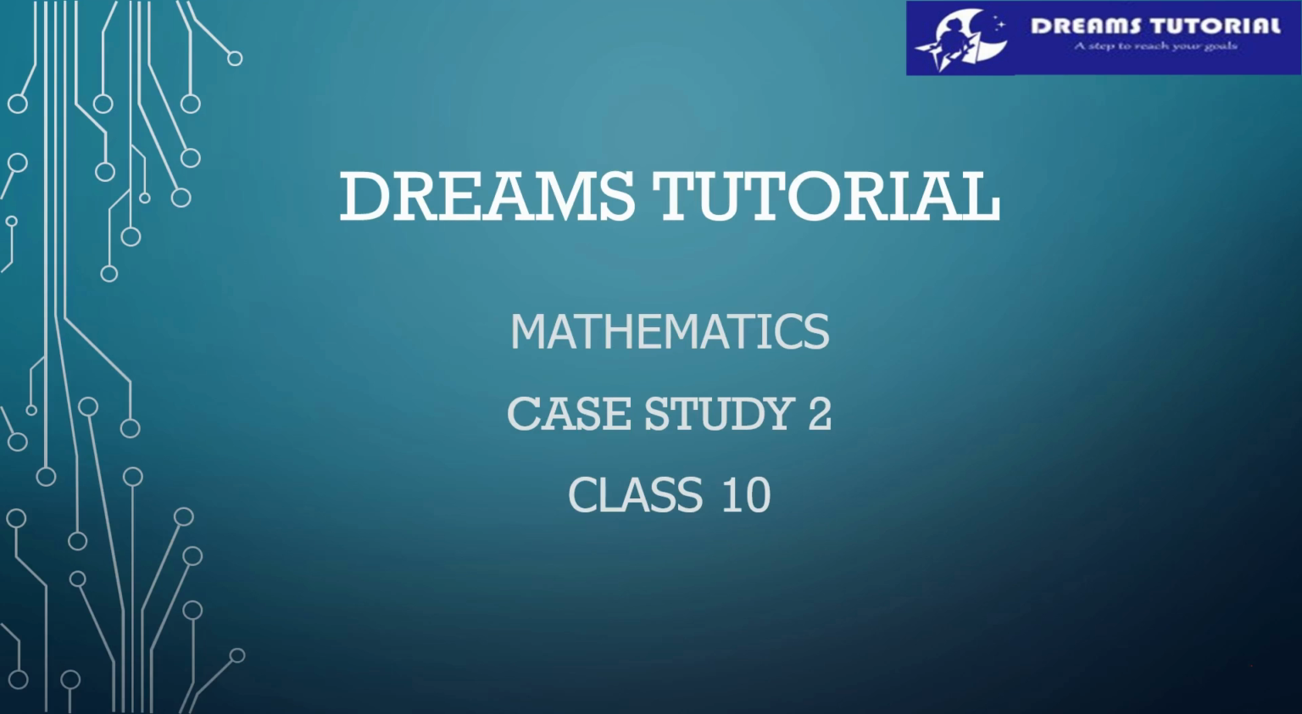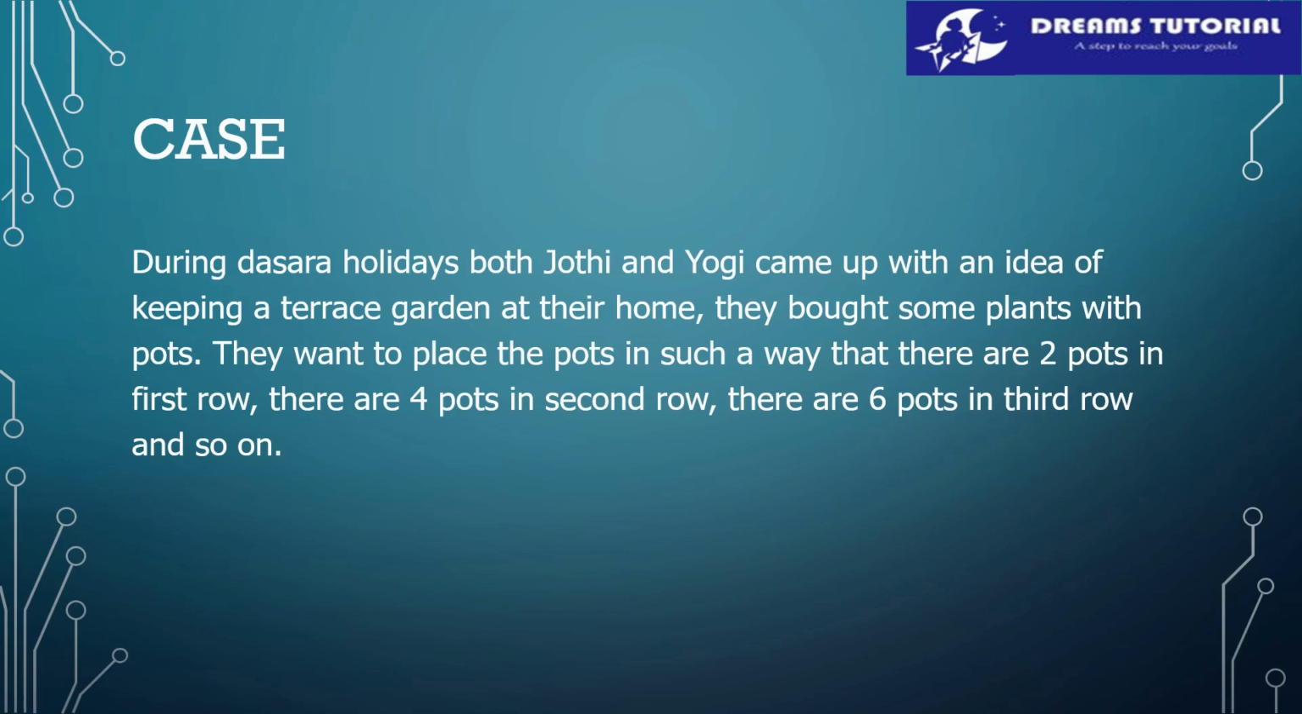Today we are going to have a look at case study 2. Here is the case which says: during Dasara holidays, both Jyoti and Yogi came up with an idea of keeping a terrace garden at their home. They both bought some plants with pots. They want to place the pots in such a way that there are 2 pots in the first row, 4 pots in the second row, 6 pots in the third row, and so on.